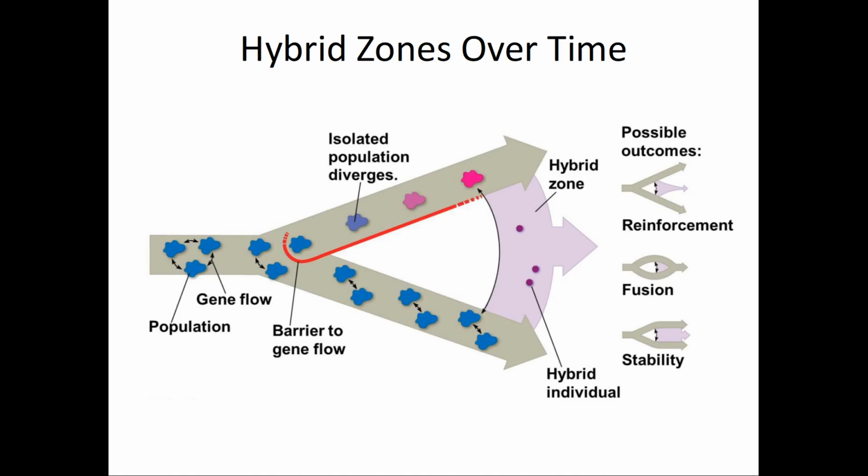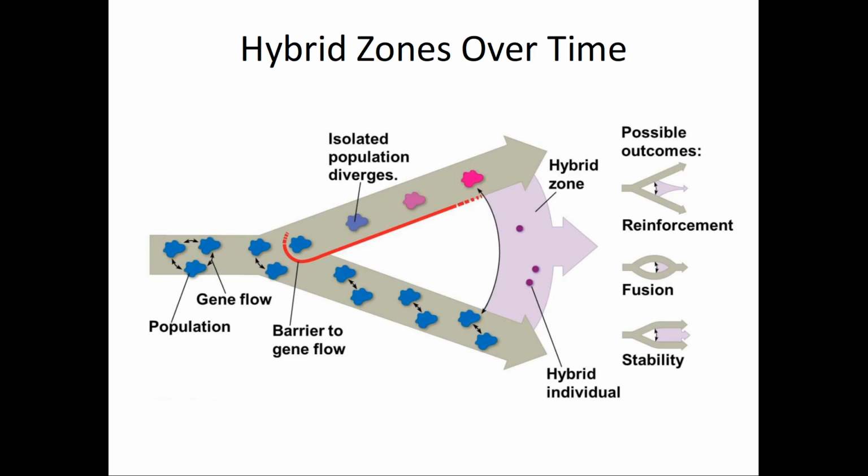Now, when you have these hybrid zones, you have three possible outcomes. You can have a reinforcement. So basically, the hybrid individuals, possibly they're not viable, or they're sterile, so they go nowhere, and so you have a continuation of the different species.